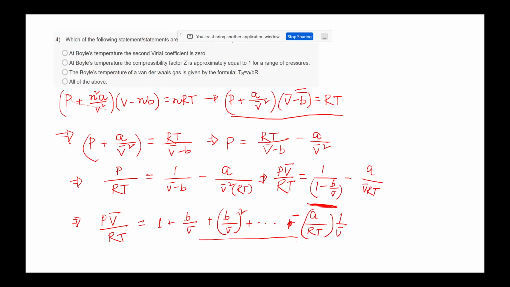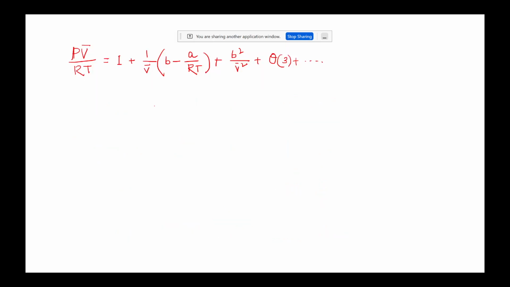Now, the question was, at Boyle's temperature, the second virial coefficient is 0. Now, this is actually quite straightforward. Let's first understand what is Boyle's temperature. Do you know? I will come to the physical significance. Let's just get it from the mathematical point of view. The temperature at which the second virial coefficient is 0 is Boyle's temperature. So that's the definition, right? Yes.